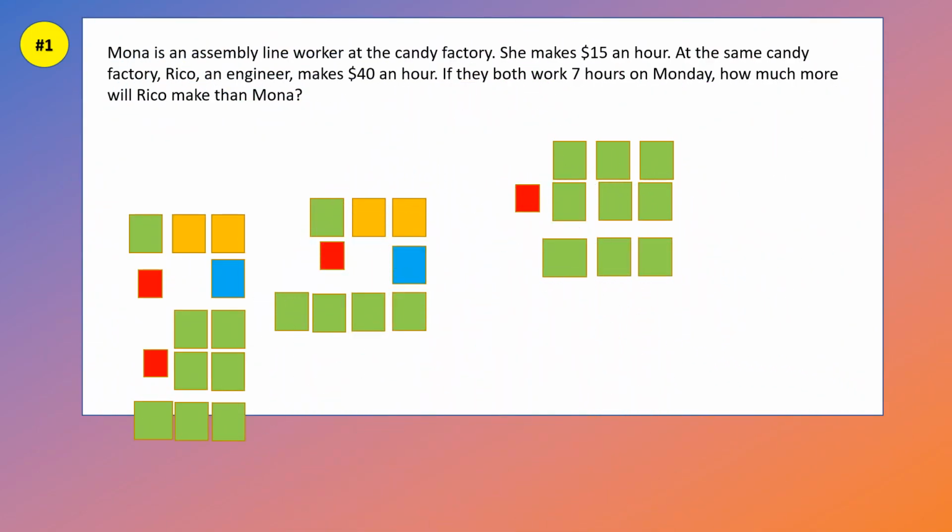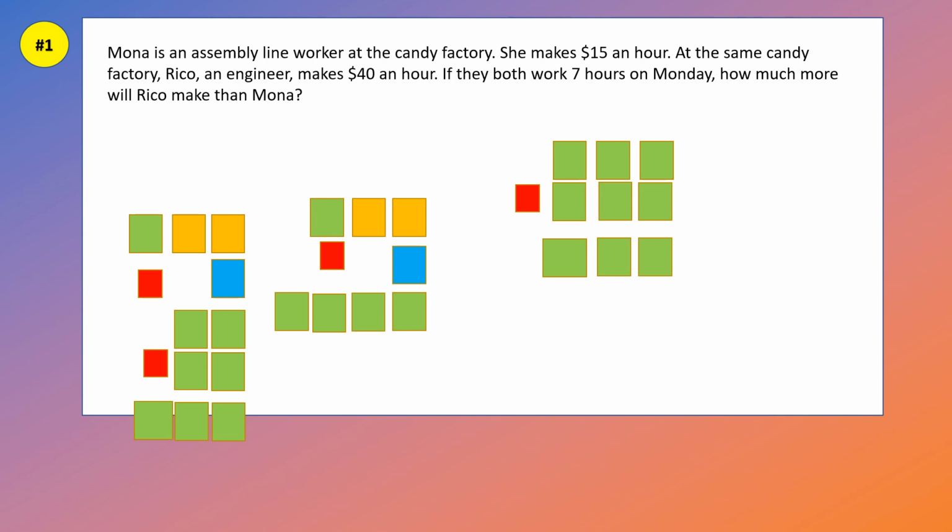Now, before we get started with number one, I just want to remind you that you should always try to complete your homework by yourself before asking for help. And when you do ask for help, make sure that you are paying attention to how someone is helping you so that next time you can do it on your own. Now, let's get started with number one.